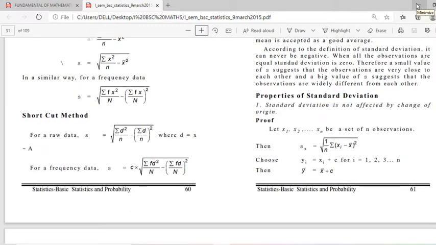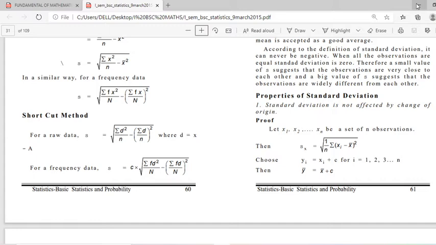Dear students, today we are discussing the properties of standard deviation. So you know that the formula for standard deviation is Sx equal to square root of 1 by n into summation i going from 1 to n of (xi minus x bar) square. So let us consider. First property: standard deviation is not affected by change of origin.